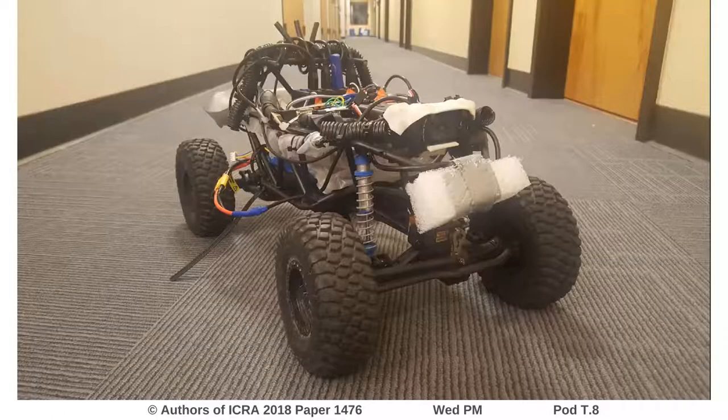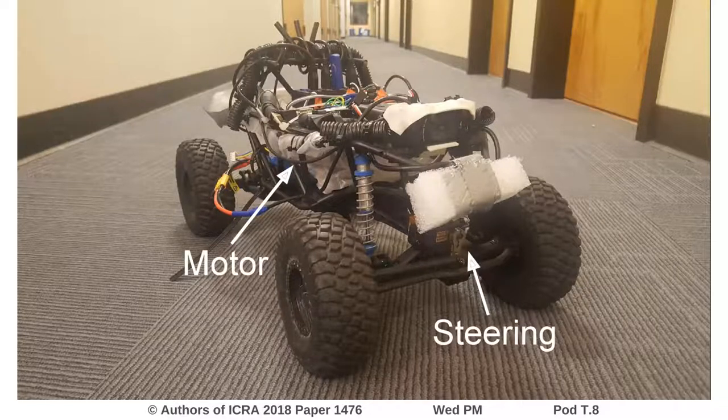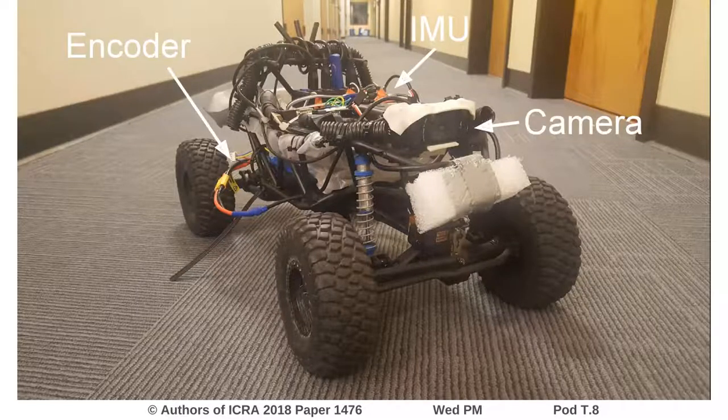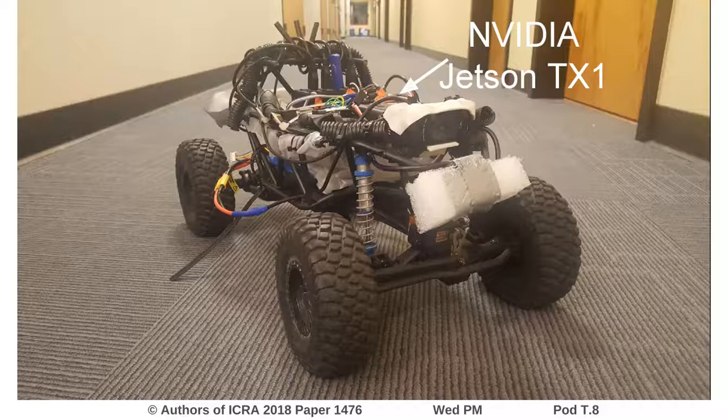We evaluated our approach on a real-world RC car. The car is controlled by a motor and a steering servo. For sensors, the car has an encoder for speed control, an IMU to detect collisions, and a monocular grayscale camera for learning to avoid collisions. All computation is done on board using an NVIDIA Jetson TX1.